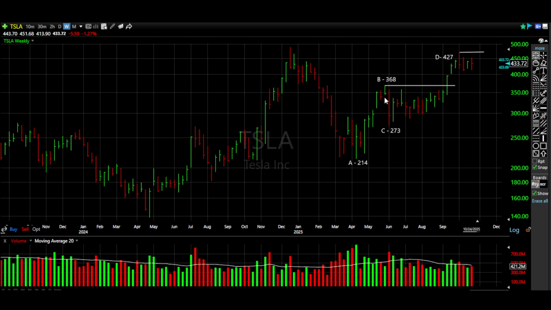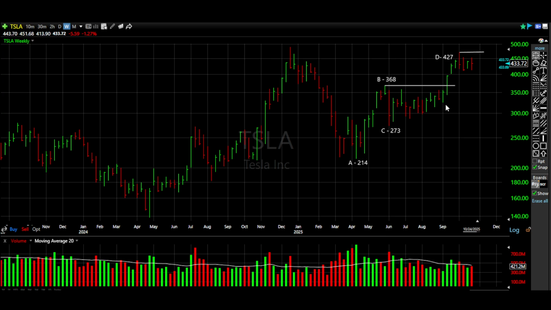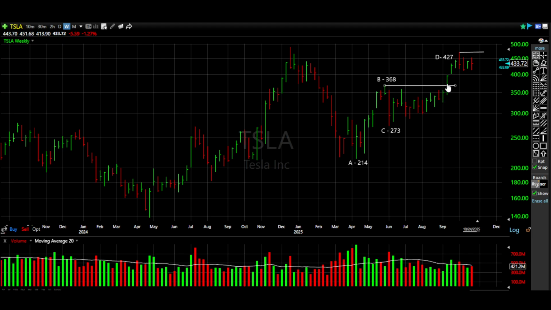We talk about volume all the time. So the volume you had here at the B point was 420 million, right, on this weekly. Here, you took it out on more than that, 474 million. That confirms that it's headed to the D point, which is the projected price target.